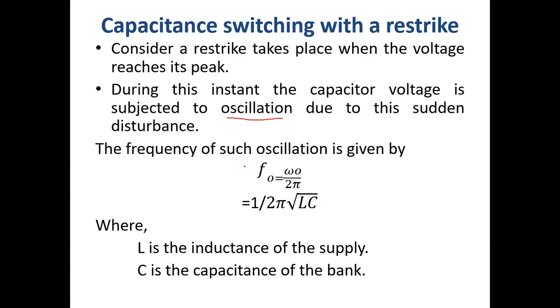During this instant, the capacitor voltage is subjected to a sudden oscillation due to the disturbance occurring in the circuit. Now the frequency of that oscillation, which is given by f naught, is equal to omega divided by 2 pi. This can be written as 1 by 2 pi square root of LC, where L is the inductance of the supply and C is the capacitance of the capacitor bank.